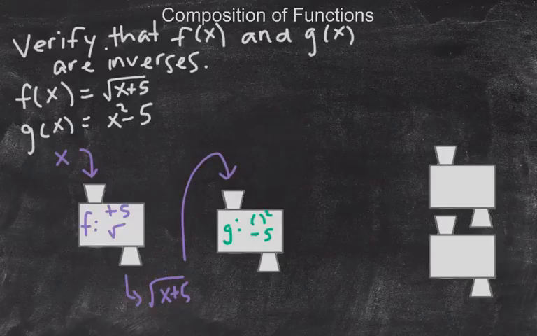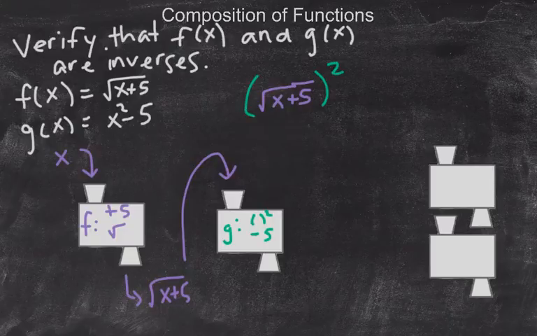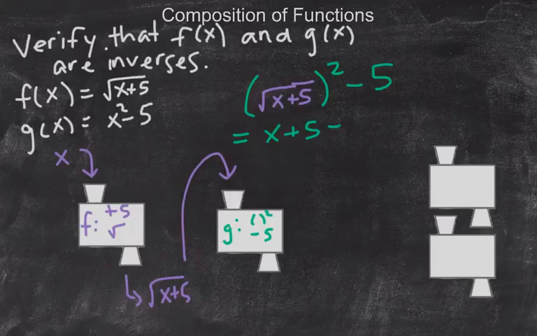And so what I'm going to get is the square root of x plus 5 as my input. And then I'm going to square it as my first operation and then subtract 5. So if I'm simplifying this, the square root of something squared is just that expression, x plus 5, and x plus 5 minus 5 is x. So I get out x here, which is what I was hoping for.